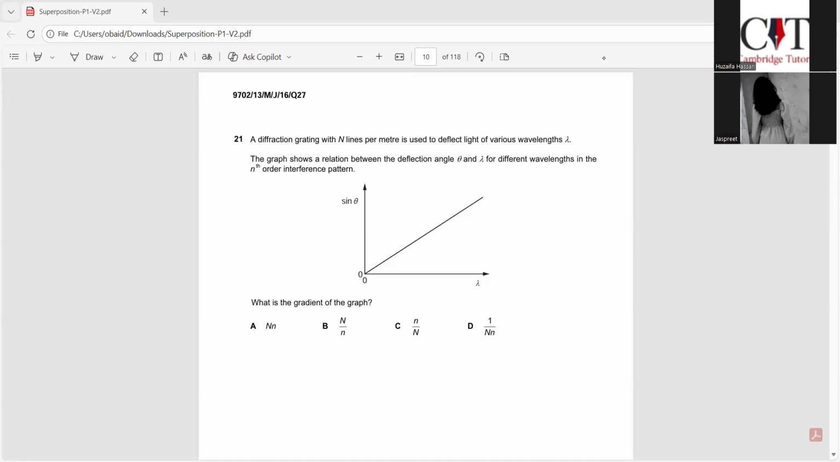A diffraction grating with N lines per meter is used to deflect light of various wavelengths lambda. The graph shows a relation between the deflection angle theta and lambda for different wavelengths in the nth order interference pattern. What is the gradient of the graph?